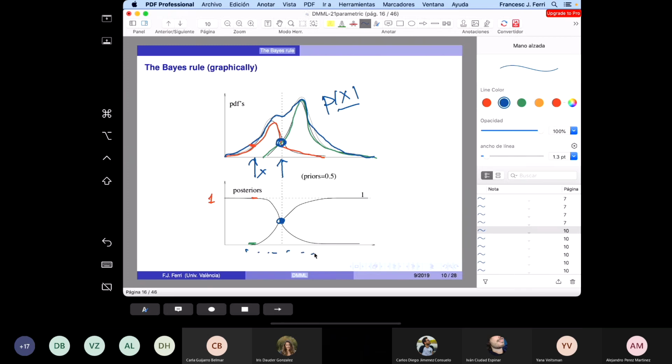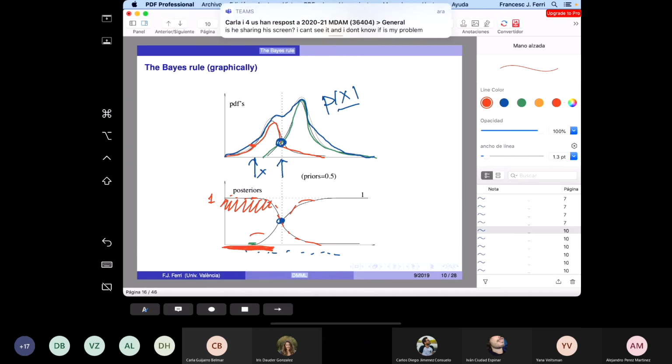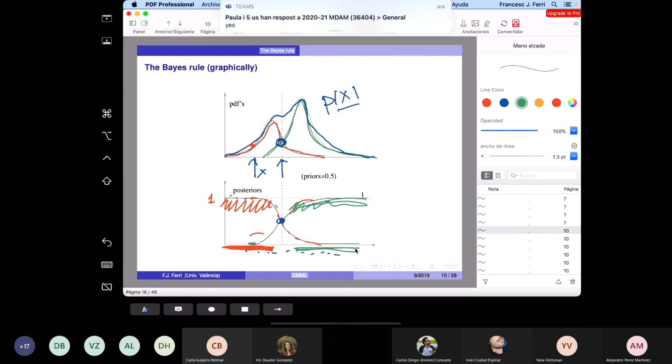So for each value of x, we can compute this posterior, which means, well, it's quite probable that if I have a measure in this range it comes from class 1, while if I have a measure in this range, more likely this measure comes from class 2. It's okay?